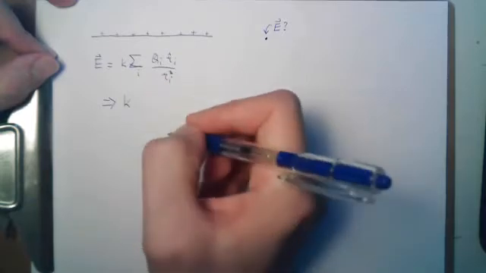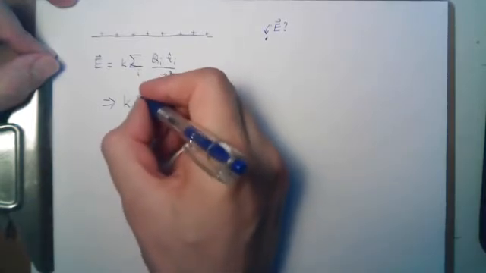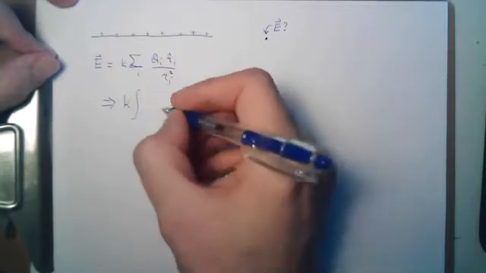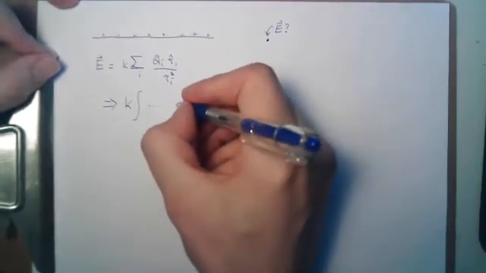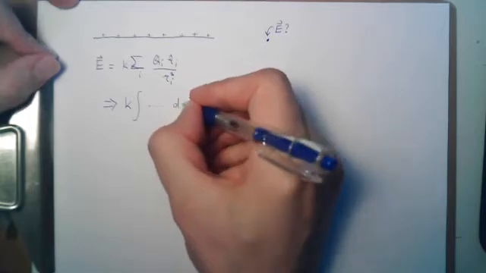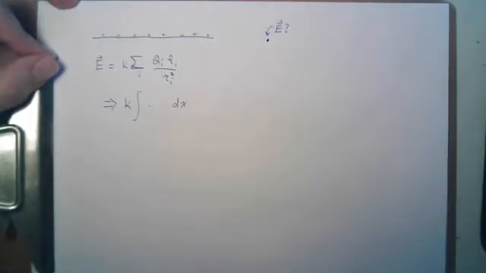It's going to look like a K. And then we'll have to do some kind of an integral. And then we have to integrate over position. Now, I'm going to call this dx.